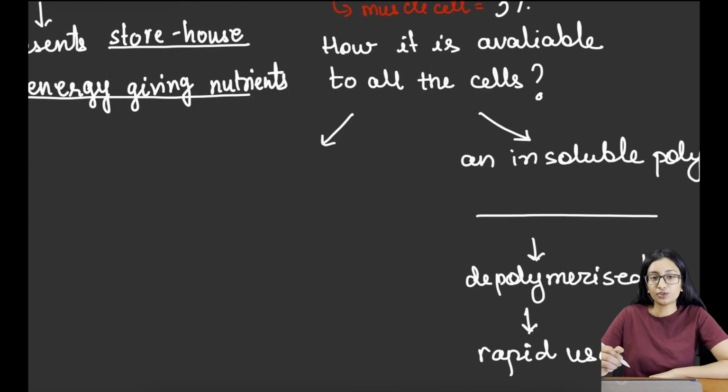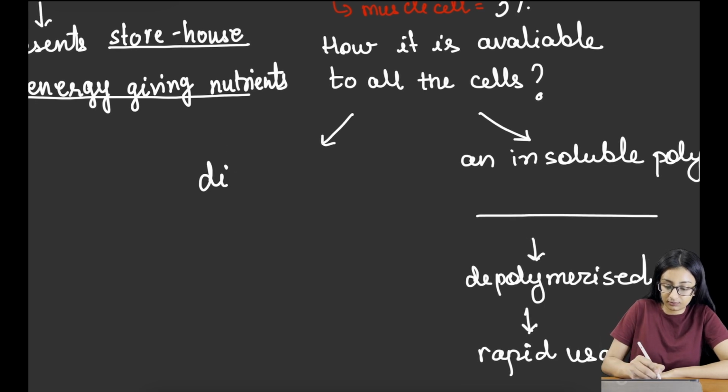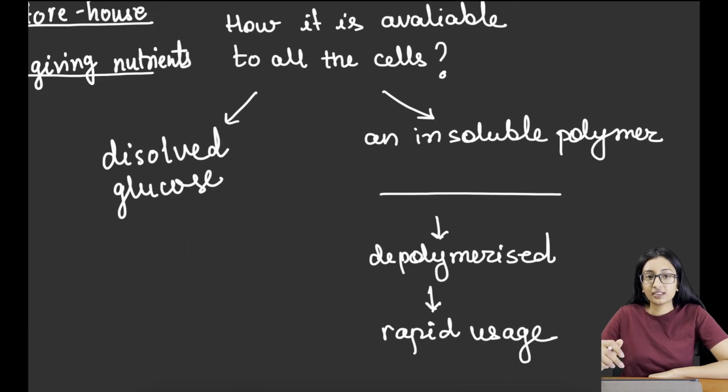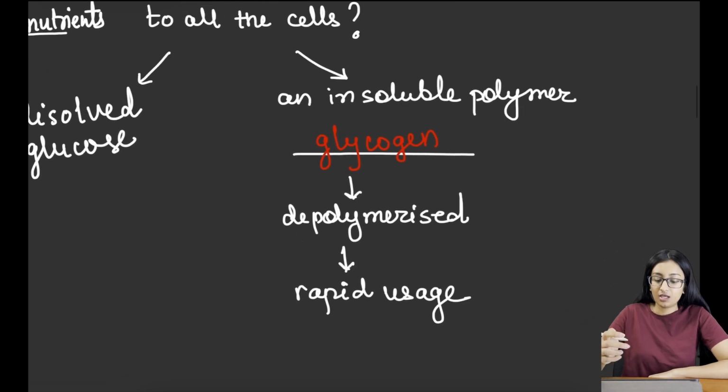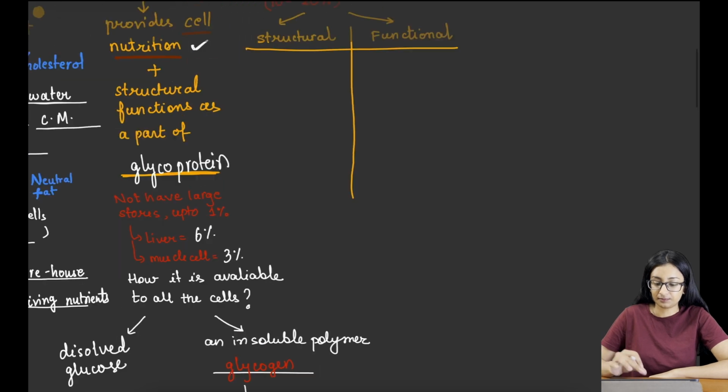So how is it available to all the cells? They are available in the form of dissolved glucose. And in another form, they are present as an insoluble polymer, that is the glycogen. So the glycogen is an insoluble polymer right now. When the body requires it, it depolymerizes and it is rapidly used by the cells.